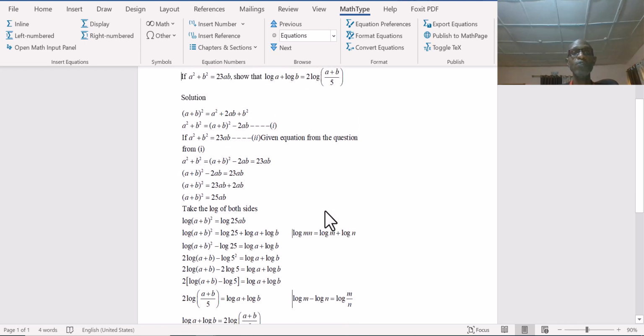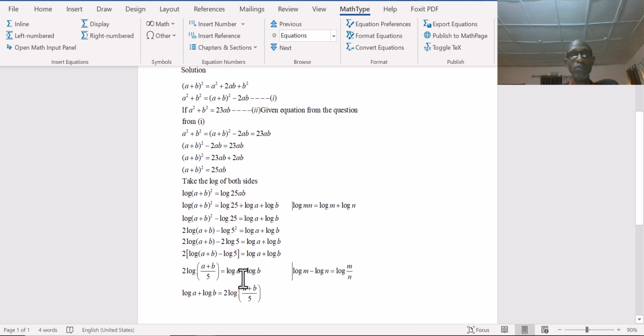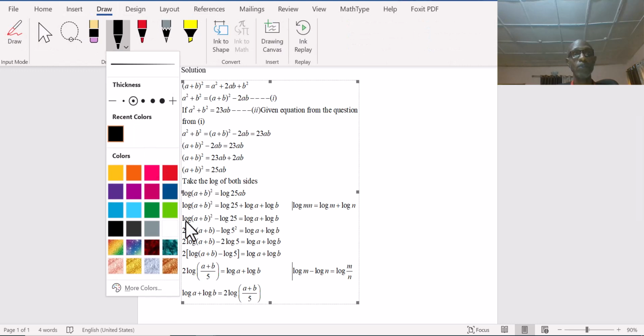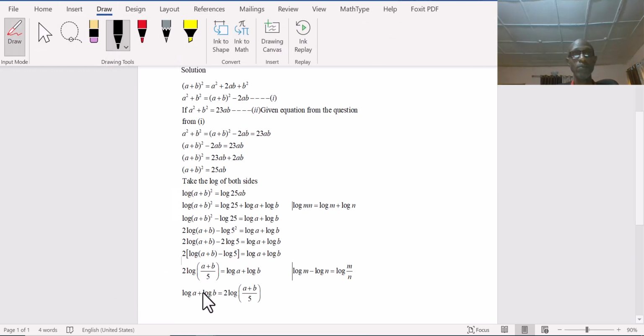If you look at the question, if a squared plus b squared equals 23ab, show that log a plus log b is equal to 2 log of (a plus b) all over 5. And that's what we have done in this proof. You can see it from here. So you see what I'm saying. You've seen the proof of what we are asked to show.